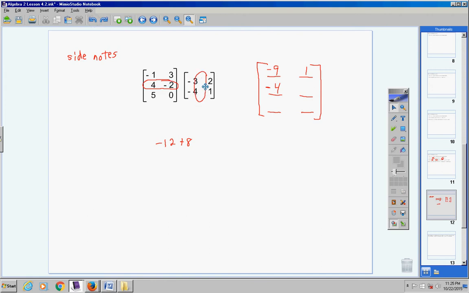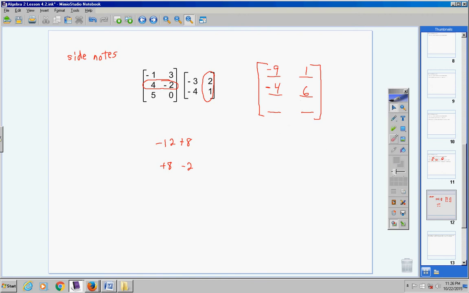Yes, so now I go to the next column right here. And here we go again. First number times first number. Second number times second number. Combine those two numbers and you get a 6. Remember, you always move to the right. So the 6 would go here. Alright? Alright, let's continue on.